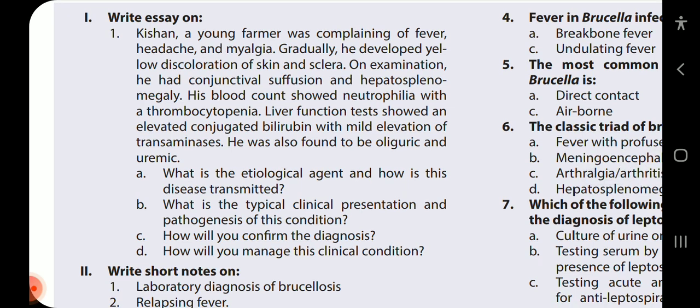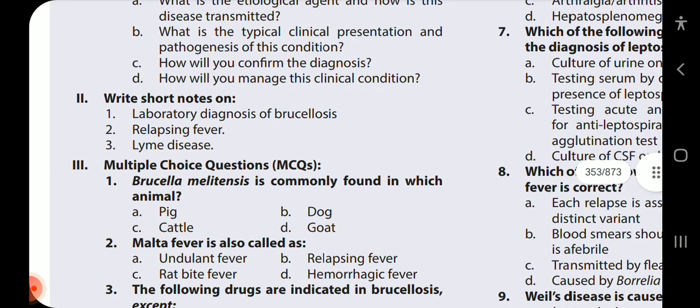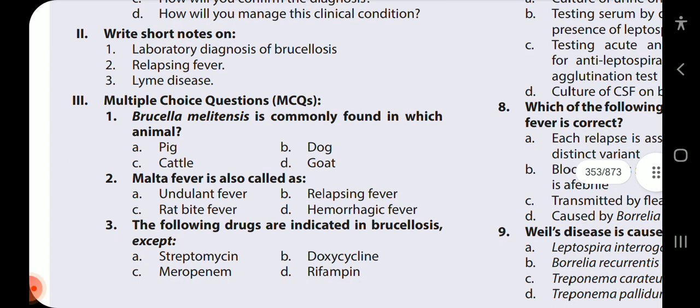So we can write the etiological agent and how the disease is transmitted, typical clinical presentation, confirmation of the diagnosis, and the management. Okay. Now write short notes on brucellosis, relapsing fever, and Lyme disease. We have discussed in theory. First MCQ: Brucella melitensis is commonly found in which animal? It is commonly found in goat.